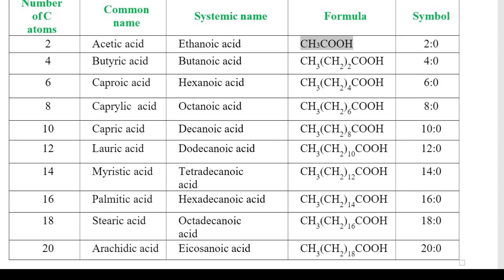CH3COOH, 2:0. Butyric acid (4 carbons), butanoic acid, CH3(CH2)2COOH, 4:0. Caproic acid (6 carbons), hexanoic acid, CH3(CH2)4COOH.